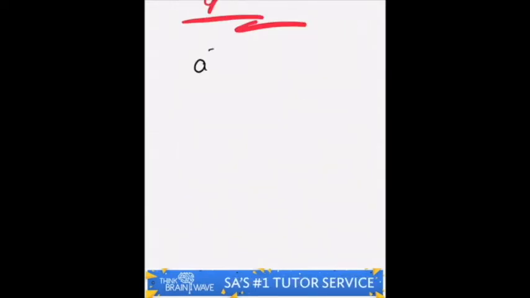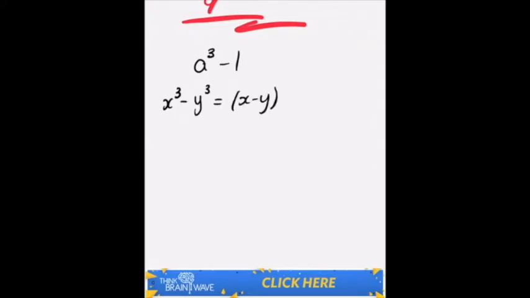So today we'll be doing the sum and difference of two cubes. We'll start with a cubed minus 1. We'll say x cubed minus y cubed, this is your general solution, is equal to x minus y times x squared plus xy plus y squared. Now you close your brackets.